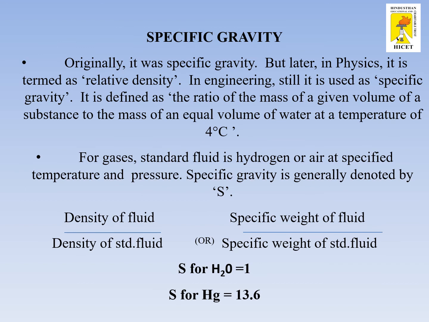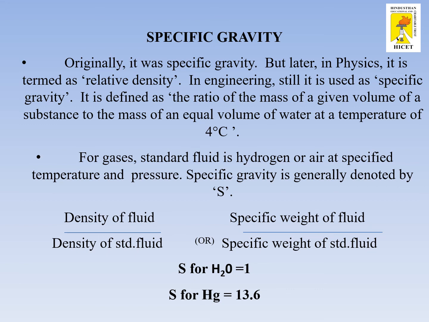Then the next property is specific gravity. Originally it was specific gravity, but later in physics it is termed relative density. In engineering, it is still used as specific gravity. Specific gravity is required for each product available on the earth. It is defined as the ratio of mass of a given volume of a substance to the mass of an equal volume of water at a temperature of 4 degrees Celsius. For gases, the standard fluid is hydrogen or air at a specific temperature and pressure.